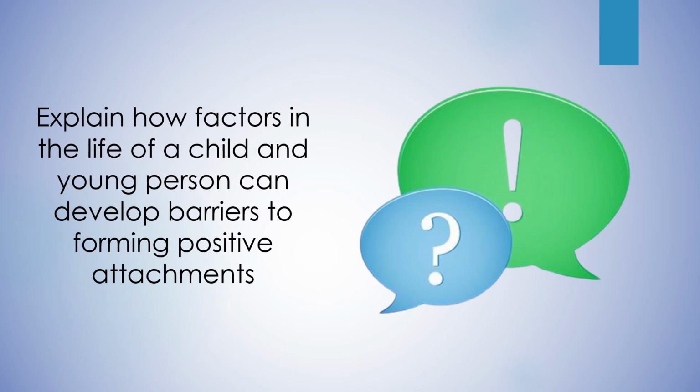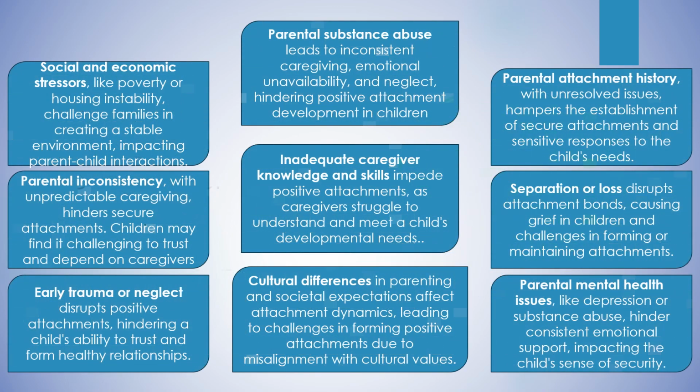So the next question is, explain how factors in the life of a child and a young person can develop barriers in forming positive attachments. And this is a big piece now to look at, but let's have a little breakdown. So these are going to be some factors that are going to prevent or cause a problem for a child or young person being able to form a positive attachment.